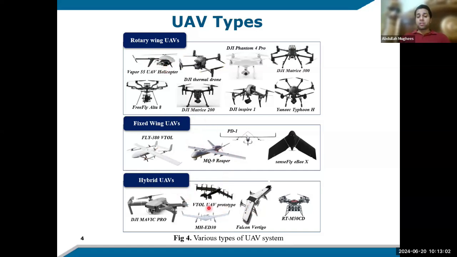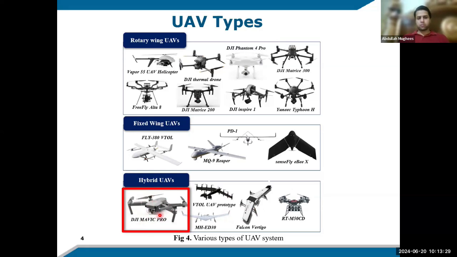In hybrid UAVs, we take the advantage of the fixed wing, that it can fly for longer, and we take the advantage of the rotary wings, that it can take sharp turns and perform aggressive maneuvers. So nowadays, we are working on these hybrid systems as well. Now I'll just take one of these drones, the rotary wing drone.